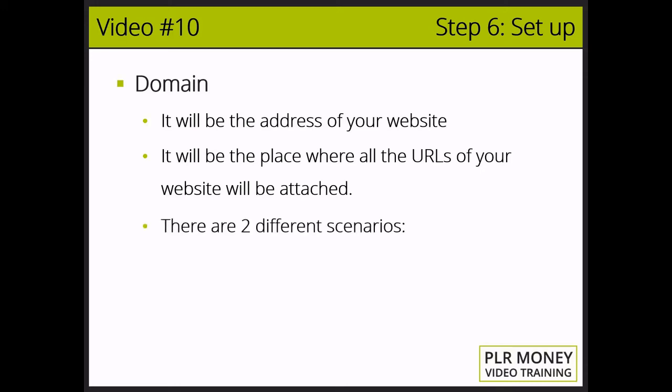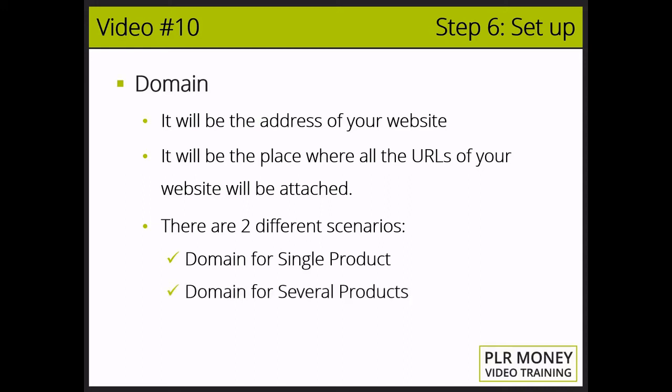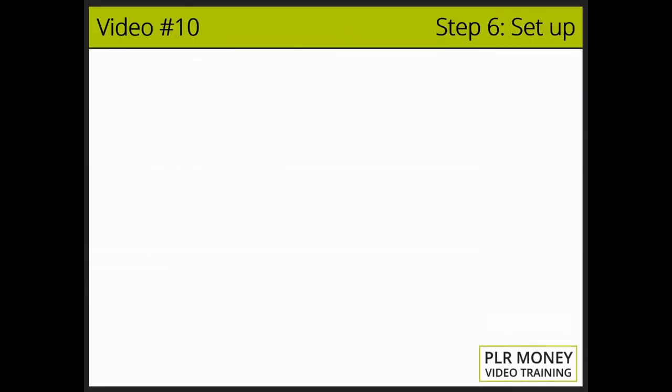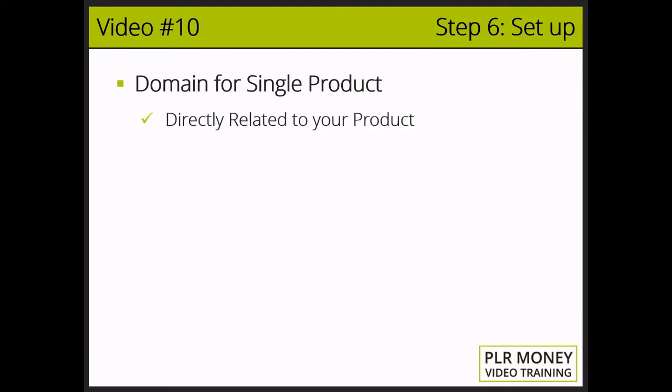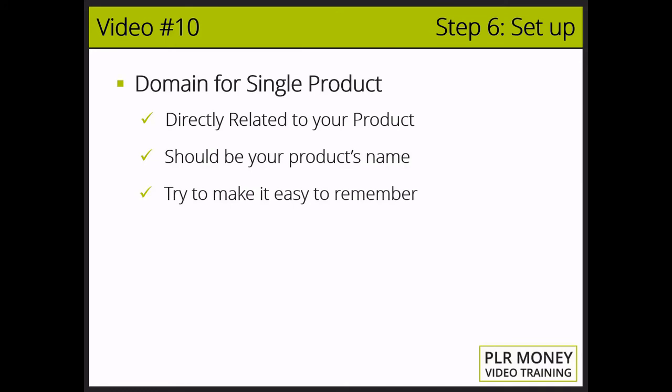There are two different scenarios you must be aware of concerning picking the right domain name for your product or service. The first scenario is of registering a single domain for a single product, and the second scenario is of registering a single domain for several products. If you decide to use the first scenario, that'll be just fine. You just need to buy a domain that might be directly related to your product. Your domain name should be your product's name if you decide to do it like this. Just try to make it easy for people to remember.